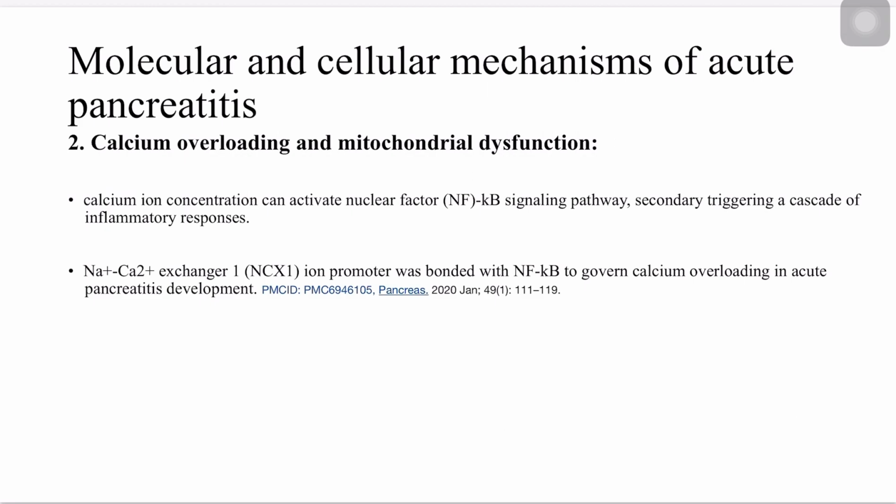Calcium ion concentration can activate the nuclear factor NF-kappa B signal pathway. In this case, a secondary cascade can start, and it is one of the reasons for the inflammatory response. And the sodium calcium exchanger 1 channel promotes binding with NF-kappa B, and it can cause calcium overload in acute pancreatitis, and the development of acute pancreatitis can happen because of an increased amount of calcium.